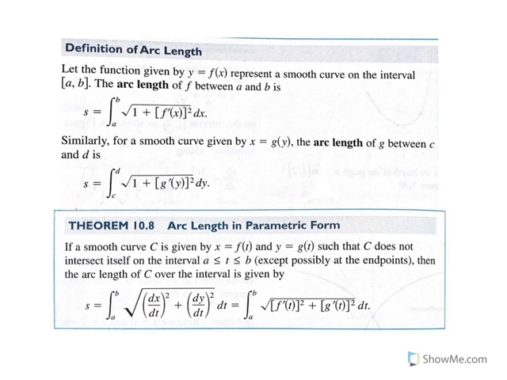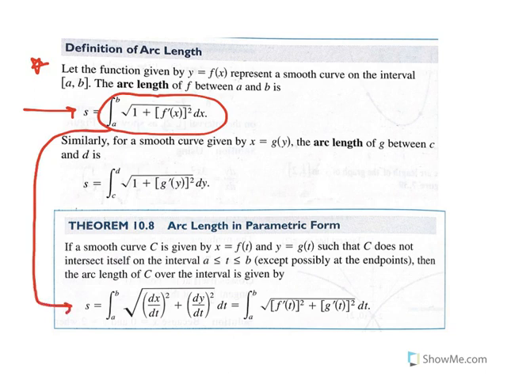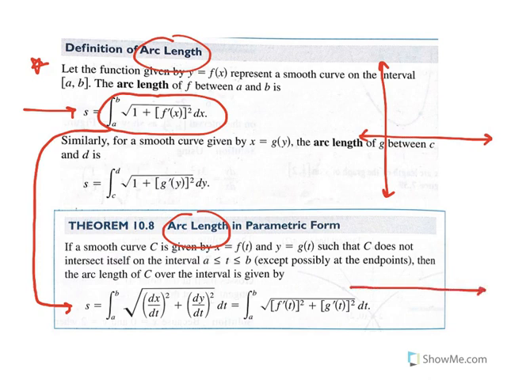In section 7.4, we derived this definition of arc length, and you can refer to the lesson for that. Today we're going to start here and derive Theorem 10.8. The problem is the same, arc length. The difference is, in section 7.4, we had an arc that was described by a rectangular equation, and in section 10.3 we have an arc that is described by a set of parametric equations.